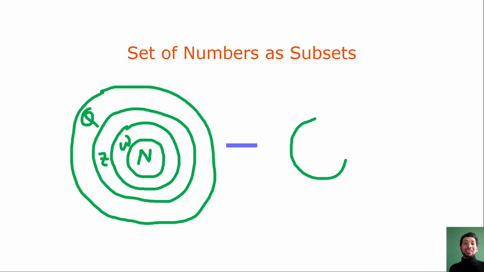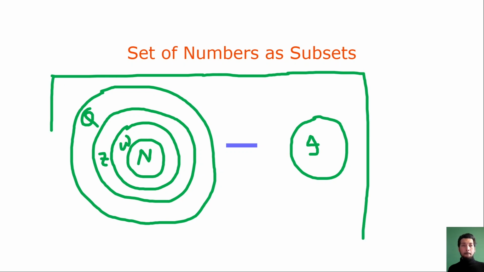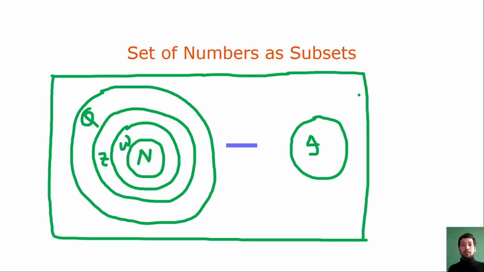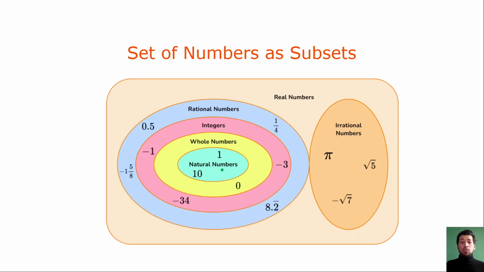Now, the set of irrational numbers is I. And now if we add these rational numbers and irrational numbers, we get the set of real numbers. So this is represented by R. You can see that all these sets are within the system of real numbers. So this is explained over here with some examples.